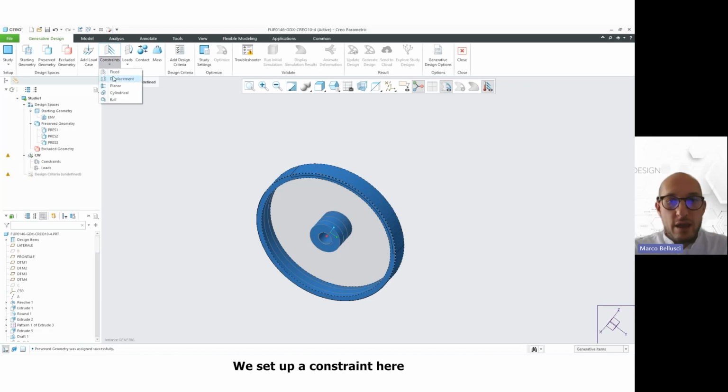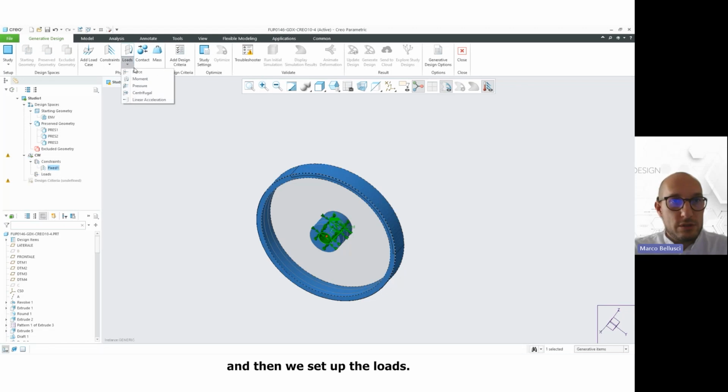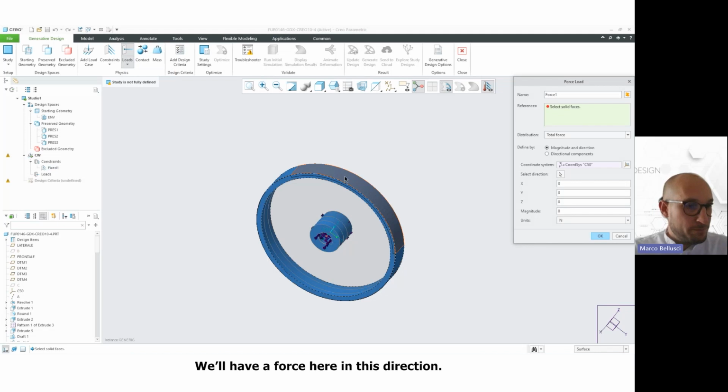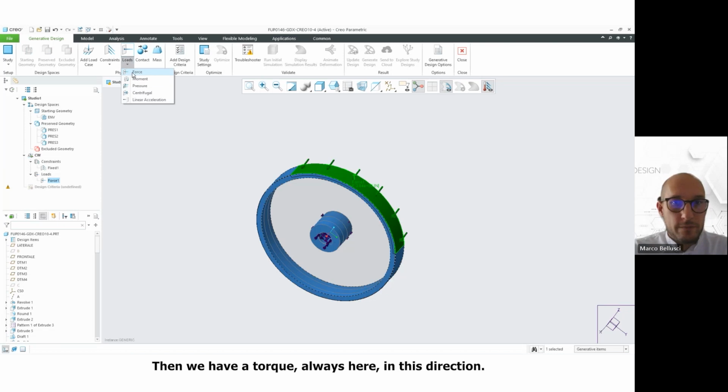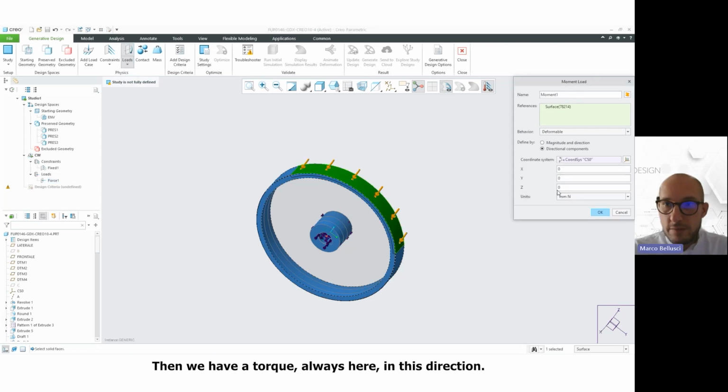Okay, let's start with the first one. We set up a constraint here, and then we set up the loads. We'll have a force here in this direction. Then we have a torque, always here in this direction.